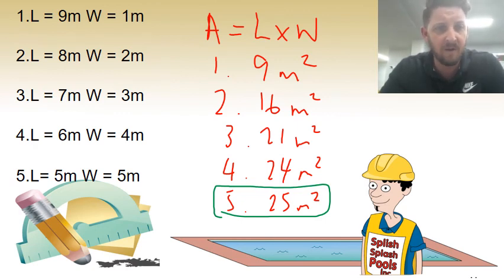If we look at number 5, there is no difference between the length and the width, being 5 meters and 5 meters, and that gave us the largest area.